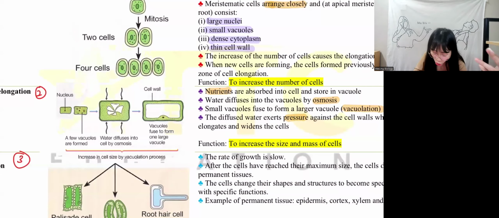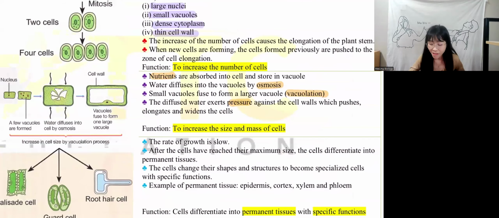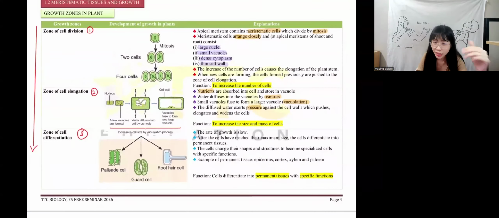If you look at the diagram, you will notice that initially they are very small vacuoles. Slowly, when the water diffuses into it, the small vacuoles form into the large central vacuole. That's why plant cells have a very big vacuole, because they have undergone the vacuolation process. You cannot just write vacuolation because it's a process. You're going to write the entire sentence: small vacuoles fused to form a larger vacuole by vacuolation. It has to be a sentence, not just a keyword. The 4 words that I highlighted over here are for you to remember what you have to write in the exam. Nutrients, osmosis, vacuolation, pressure. 4 keywords, then you form your sentence to increase the size and mass of the cell.